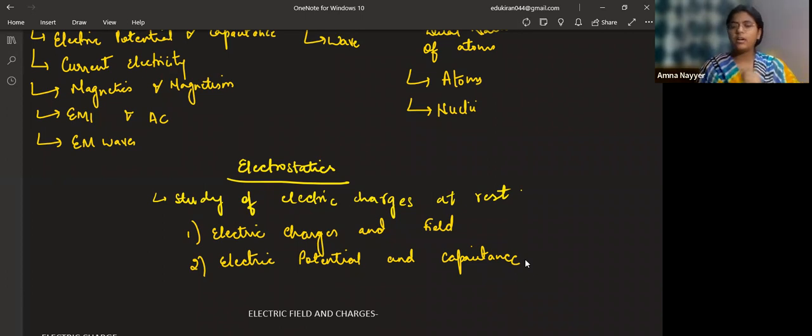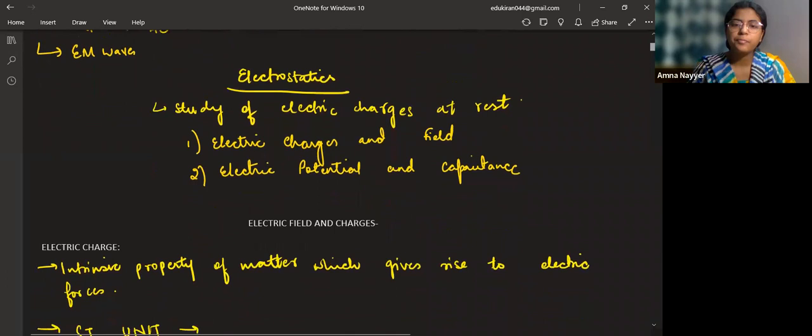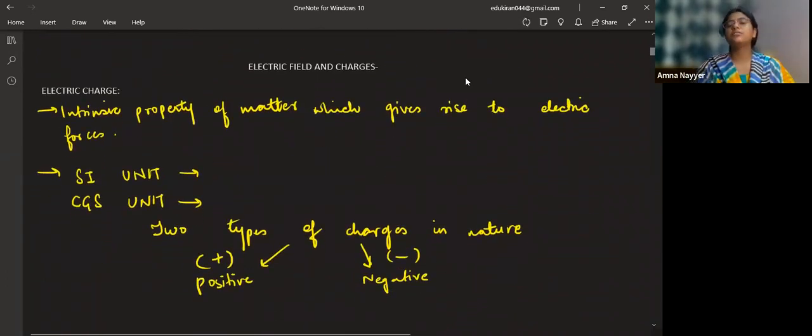All right. Now, a very basic thing: electric field and electric charge. These are two major topics. Electric charge itself is a very huge topic in itself. So I'll start with electric charges and field. In this, the electric charge term will come first. So what is electric charge?